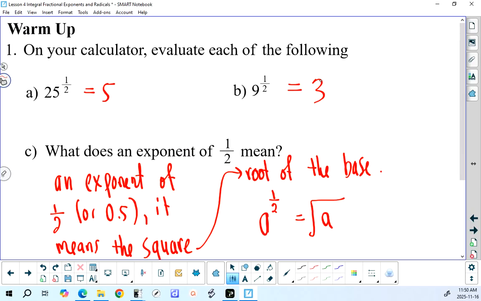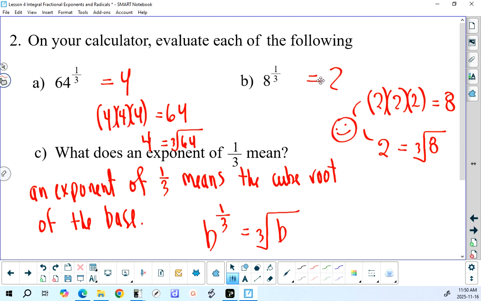So an exponent of 1/2 means take the square root of the base. An exponent of 1/3 means take the cube root of the base.